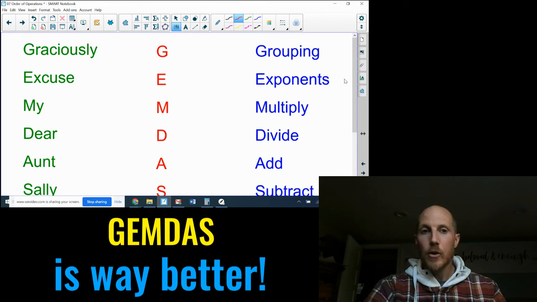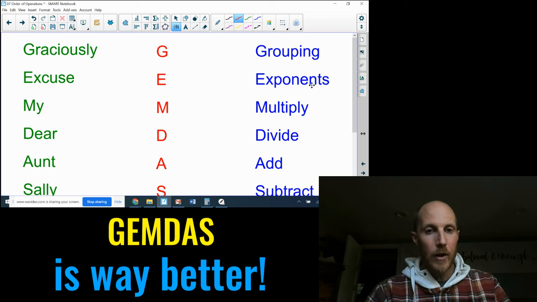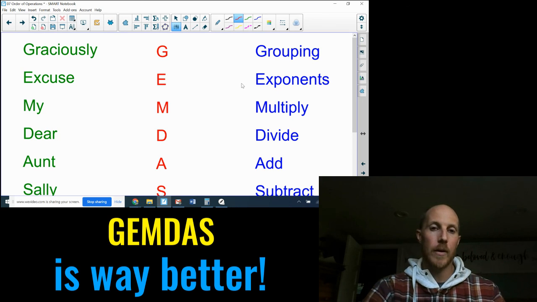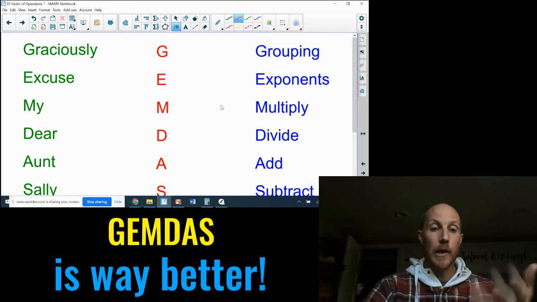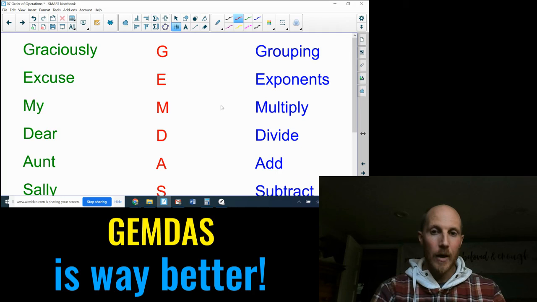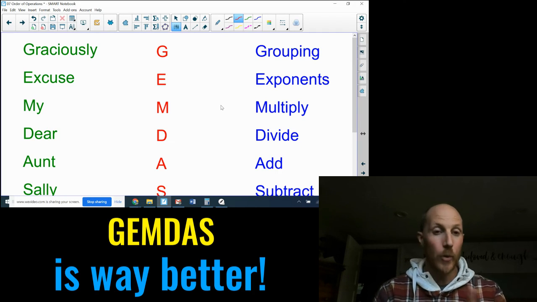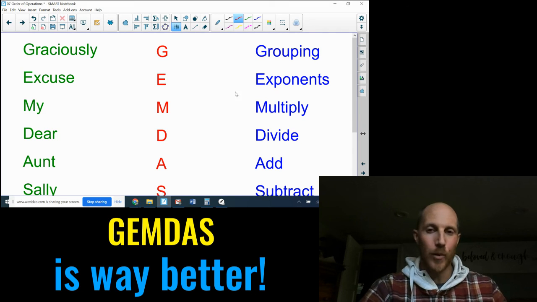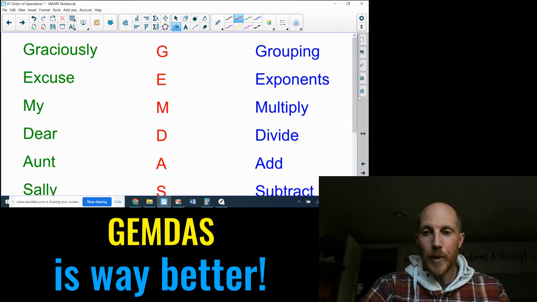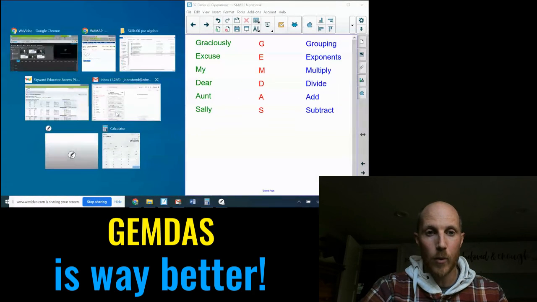All right. Now that we got that taken care of, GEMDAS will help us do the following problems correctly, because if you do the operations in the wrong order, you don't get the same answer. We need to make sure we're doing them in the correct order. That's the whole point of what we're learning about today. So I'm going to take a look at some of the problems from the actual WAMAP assignment.